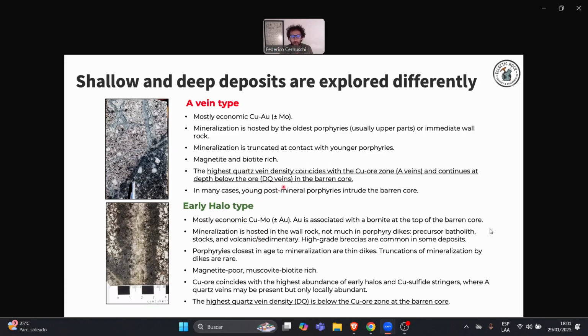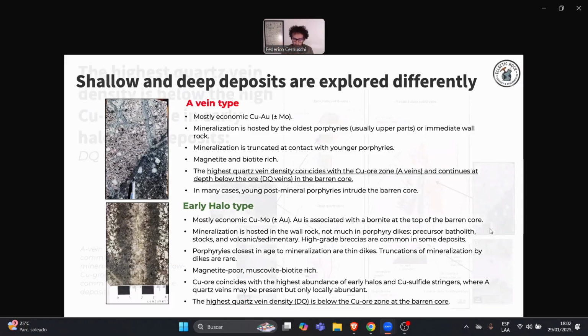And then in terms of vein density, in A-vein type porphyries, the highest quartz vein density is coincident with the ore zone because of the A-veins, and it continues into the deep quartz vein zone in the barren core. Sometimes that zonation is disrupted because you have younger porphyries that are barren and veinless in the barren core. So in those cases, if you map quartz vein distribution, the most quartz veins are in the ore. In the early halo type porphyries, the highest quartz vein density is coincident with the barren core below the ore, because the ore is associated with early halos on top of that barren core, and there's not much quartz vein.